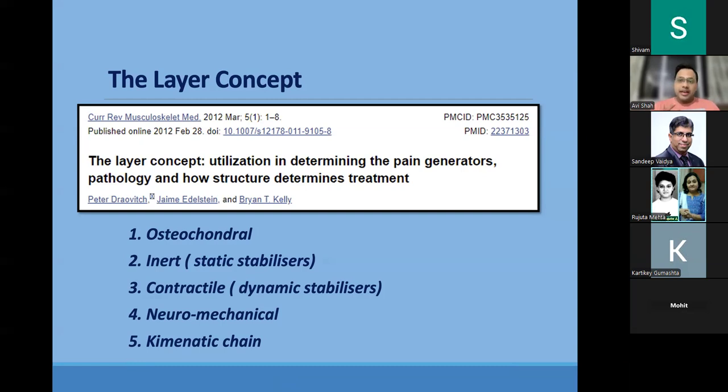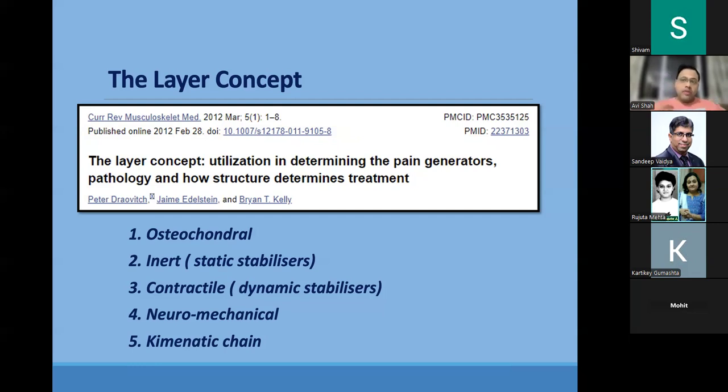The first layer is the osteochondral, that is your bone. The second layer is your inert stabilizers, that is your capsule and ligaments. The third layer is the muscles around the hip joint. The fourth layer is the neurovascular structures, the nerves and the vessels. And the fifth layer is the kinematic chain. The kinematic chain is basically the hip joint and its association with the pelvis and the lower back, and how they work together, which can also be a pain generator.